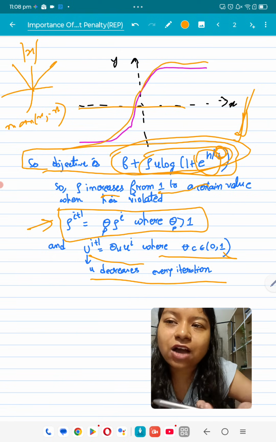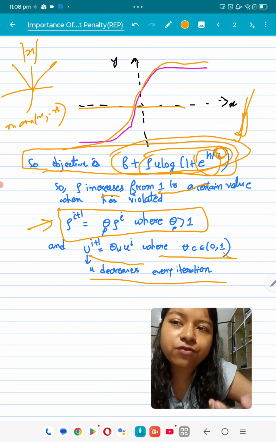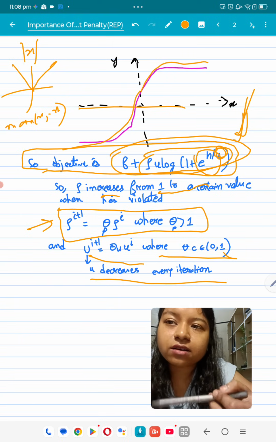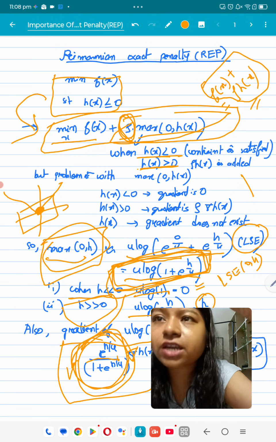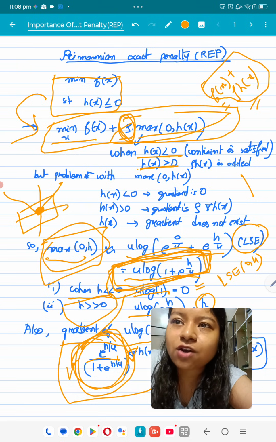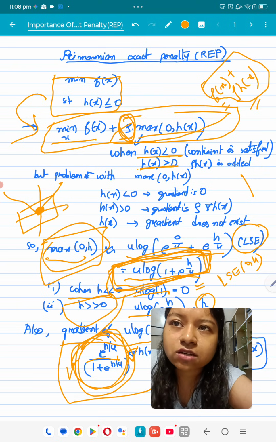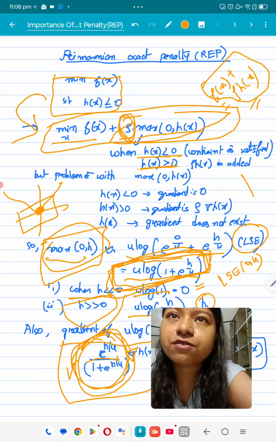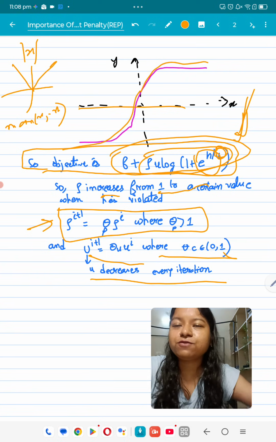So this is how we update the rho and u values, and this is how we convert the constrained optimization function f of x such that h of x is less than or equal to 0 into an unconstrained optimization function, and that too, the max operator in the unconstrained optimization function we convert into a smoother function. So this was our objective.